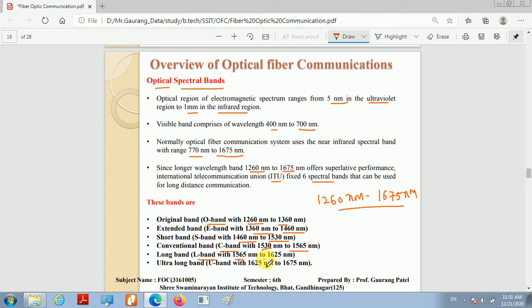The fifth band, the long band or L band, has a wavelength range from 1565 nanometer to 1625 nanometer. The last band, the sixth band, is known as the ultra long band or U band, with wavelength range from 1625 nanometer to 1675 nanometer. These 6 spectral bands in this wavelength range are known as optical spectral bands, and they are widely used in optical fiber communication because of their superlative performance. These bands are recommended by ITU, International Telecommunication Union.